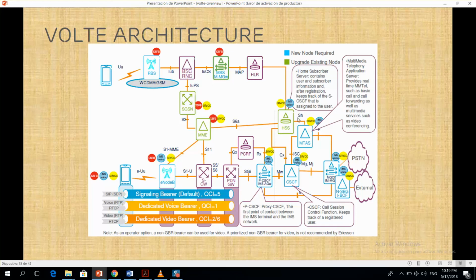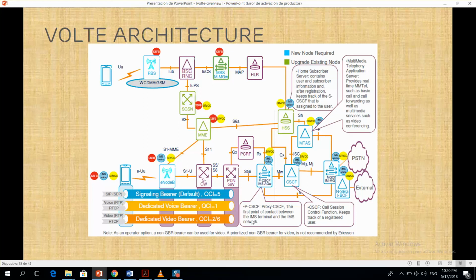You have your Sh interface, which is the interface between the HSS and the MTAS. You have your Mg interface, your SGi interface, your S1-MME interface, and your S1-U interface. All these interfaces are very, very important. When you come to CS fallback, these are the red ones. So this is a comprehensive architecture of VoLTE and each of the nodes.